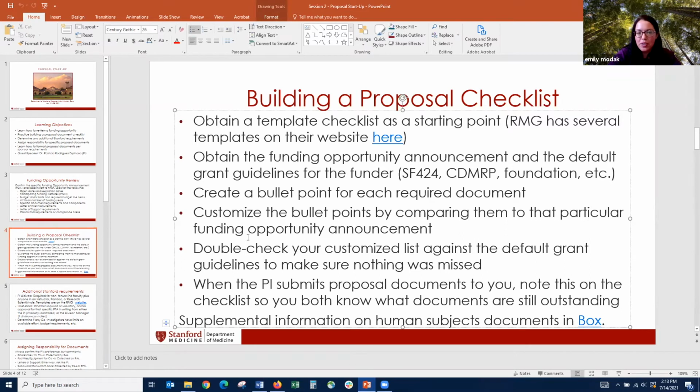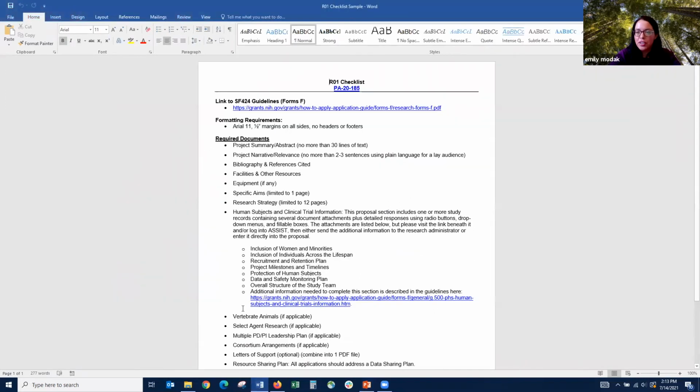The other thing this is really useful for is that when the PI then submits the proposal documents to you, they usually send them to you piecemeal. You'll get 2 or 3 at a time. And then as you get close to the end of the proposal, they'll say, okay, what's missing? What have I not done yet? I'm lost. And so you can use your checklist to track that. You can say received, received, received, and then you can quickly say to your PI, here's what's still outstanding.